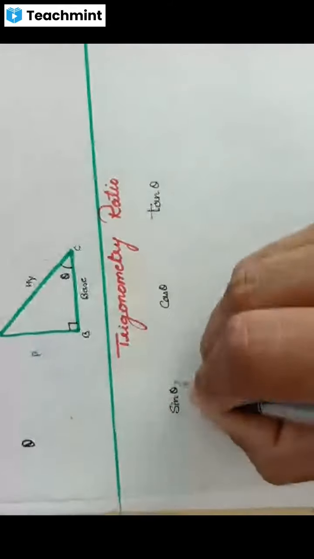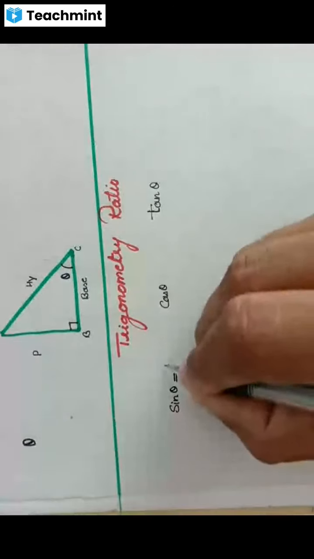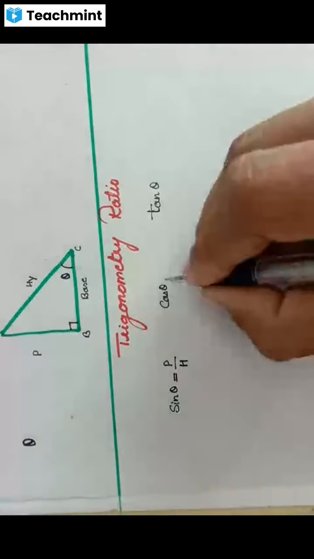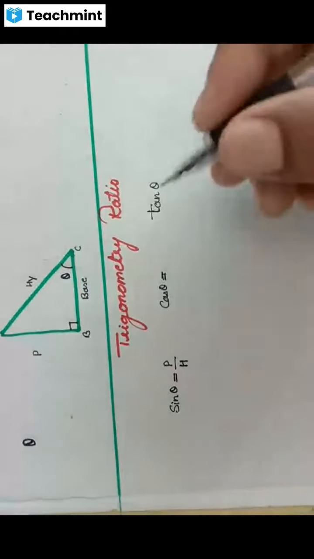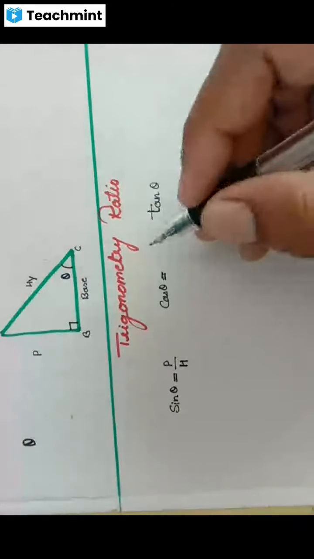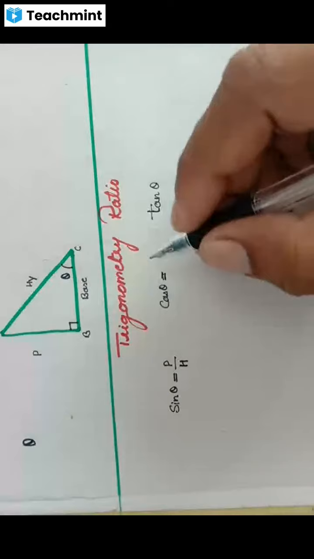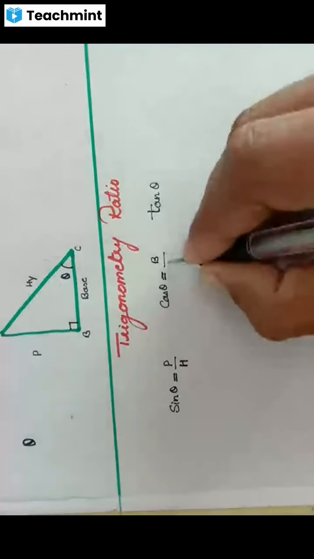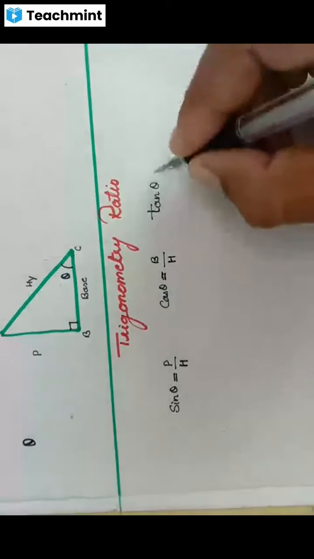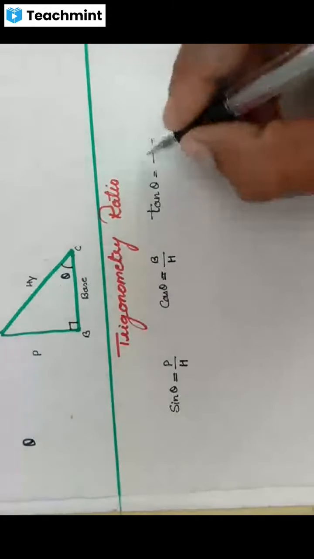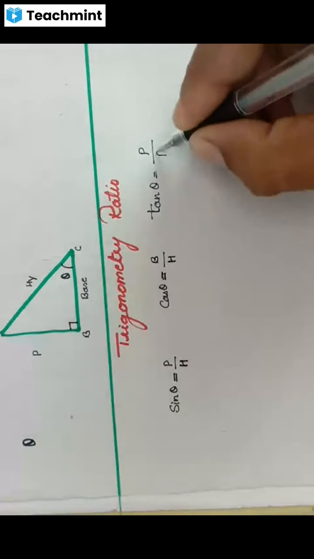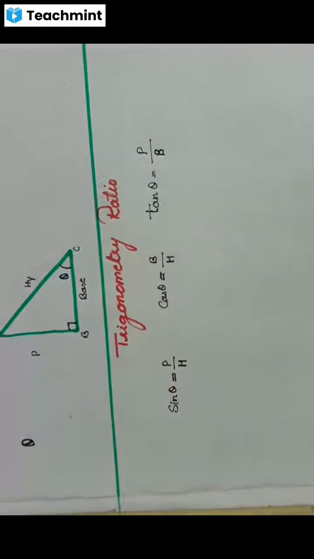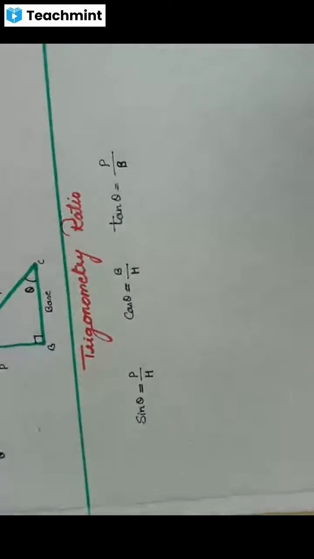The ratio of sine is perpendicular upon hypotenuse. That is the formula: perpendicular upon hypotenuse equals sine. Next is base upon hypotenuse, which is cos, and the third is perpendicular upon base, which is tan. So these are the three initial ratios of trigonometry: sine, cos and tan.